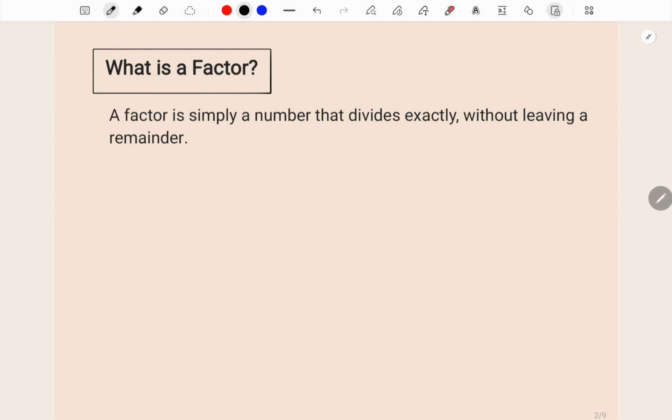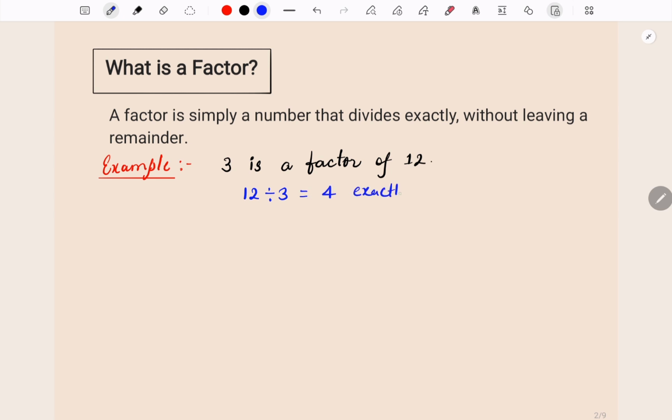First, let's quickly understand what a factor is. A factor is simply a number that divides exactly without leaving a remainder. For example, 3 is a factor of 12 because 12 divided by 3 is exactly 4, and that is why 3 is a factor of 12.